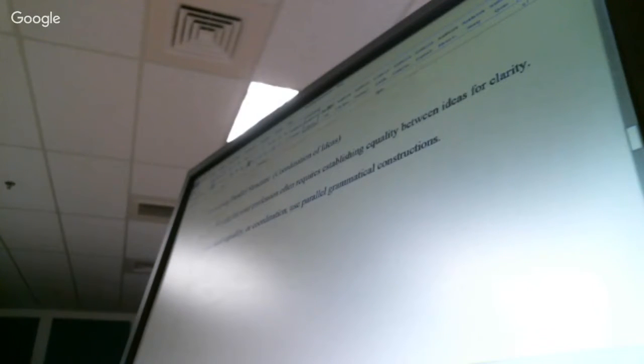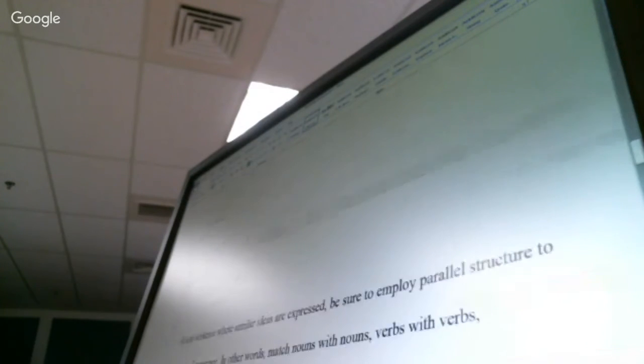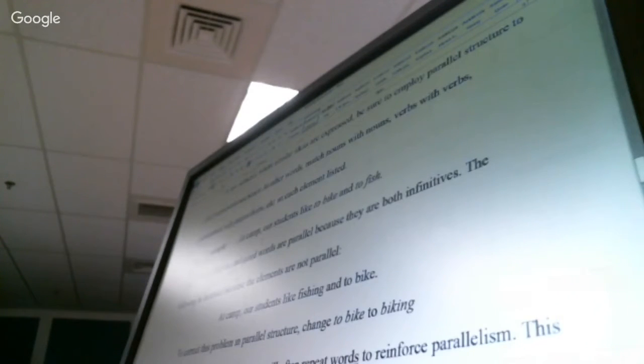The last thing I want to talk to you about today is parallel structure. Whenever you have items in series or items in coordination with each other, they have to serve the same grammatical function. In other words, we'll do something like this. I'll write a sentence that says, at camp, our students like to do 2 things, right? So I have to say our students like to bike and our students like to fish.